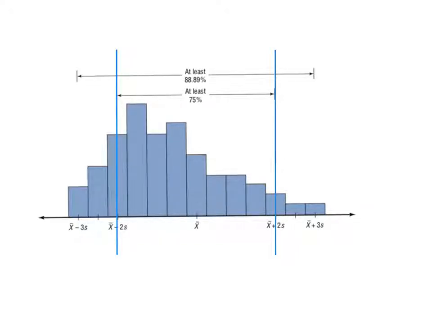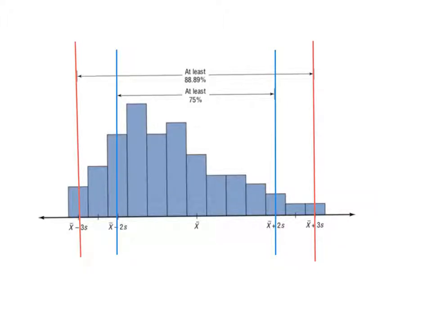If I go out to 3 standard deviations, either above or below, now I've increased it to 88.9% of the data being in between those red lines. At least 75% of the data is in between the blue lines. So it would make sense that the further I move away from the mean, the more of the data is going to be contained within there. And again, on the bottom you see plus 2s.